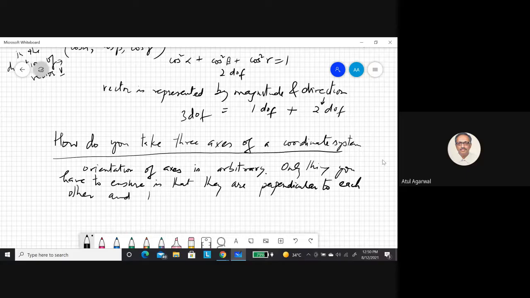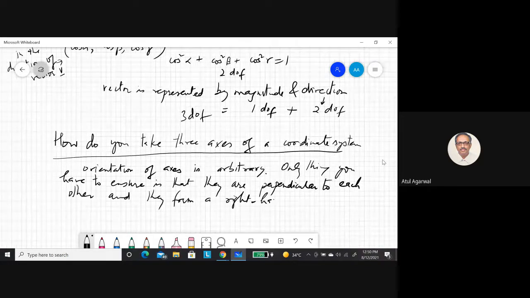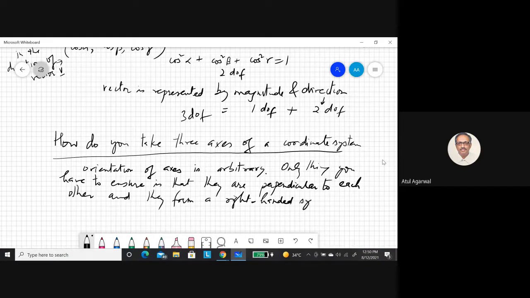And they form a right-handed system. Okay.